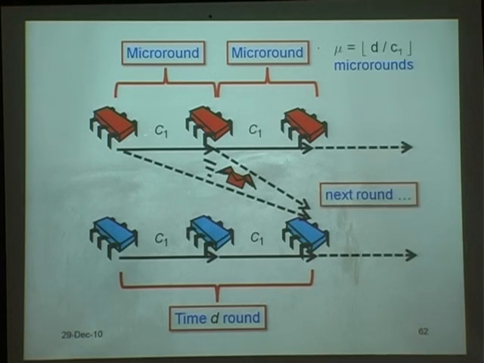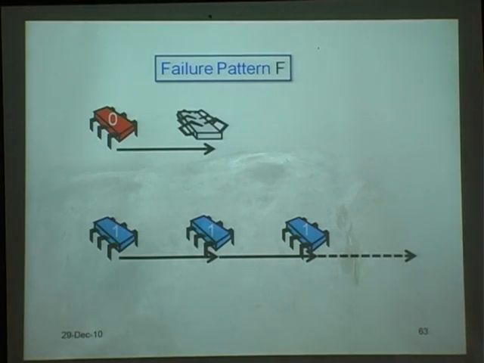So here we have, say, 2 micro rounds, finishes 1 round in time d, then we start the next round. So now we're going to talk about failures. We're going to encompass failures in something we'll call a failure pattern, which is just a table of who's failed.